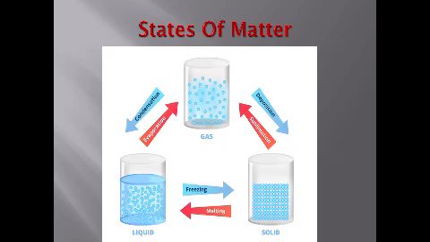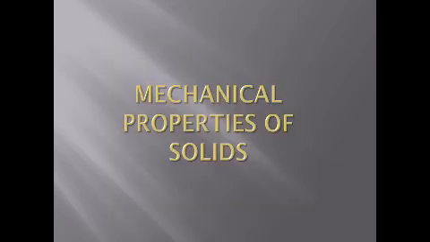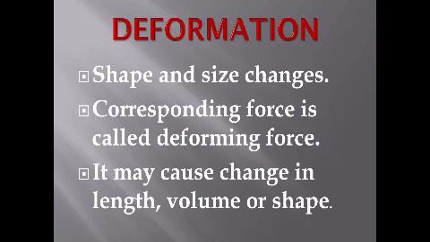Okay, so now we will move to the next slide. Mechanical properties of solids. When we study mechanical properties, two types of body come to mind: one is rigid, another one is non-rigid. But basically, if we have any type of solid material, we have to study the first term, deformation. So what is deformation? It means a change in shape or size. If we are studying a change in shape and size, it is known as deformation.